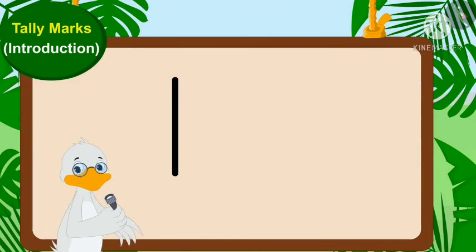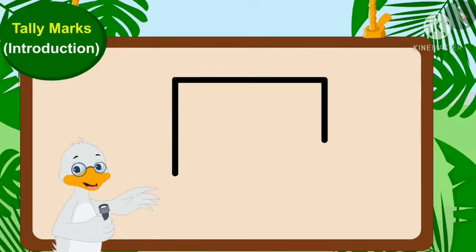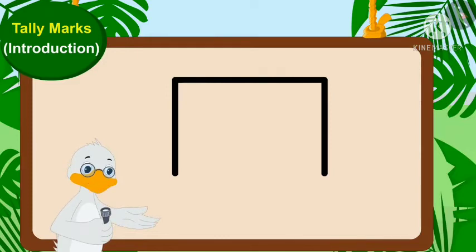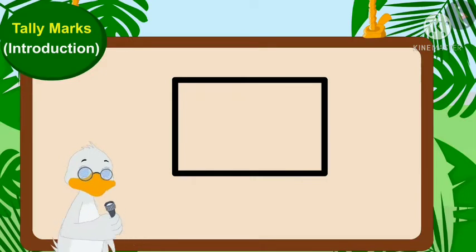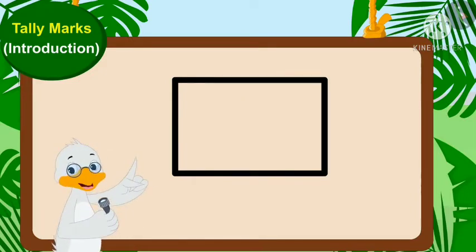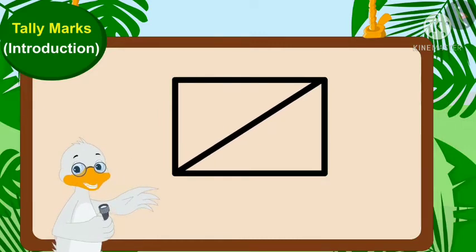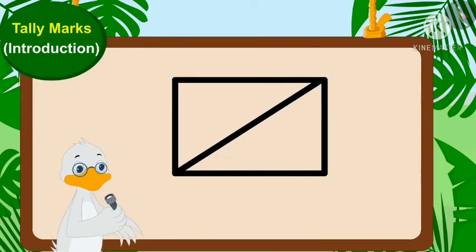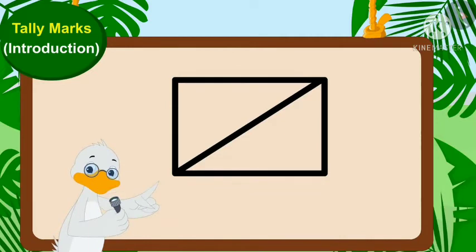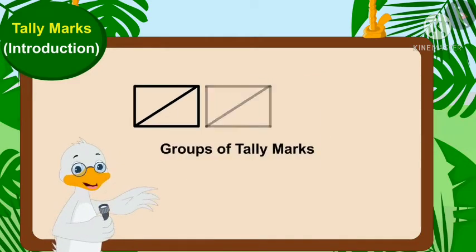For the second vote, create a horizontal line in this way. For the third vote, a vertical line like this. And for the fourth vote, once again a horizontal line. And for the fifth vote, we will make a diagonal line like this to form a group of tally marks. And then for further votes, we will repeat this process and make groups of tally marks.